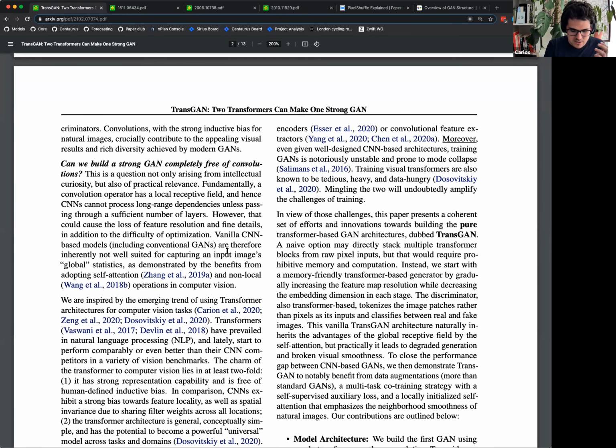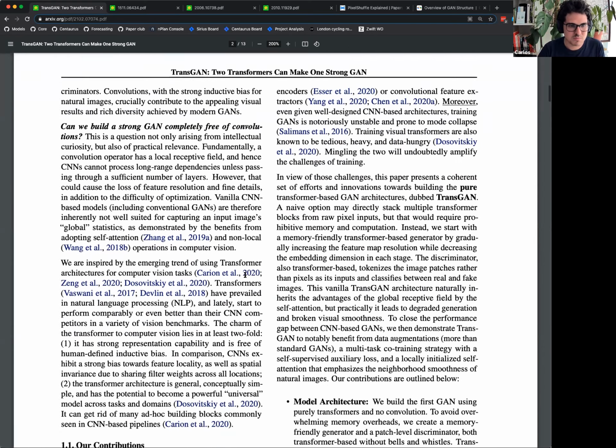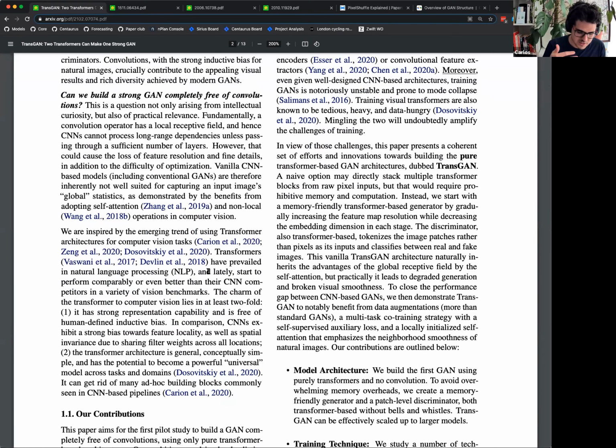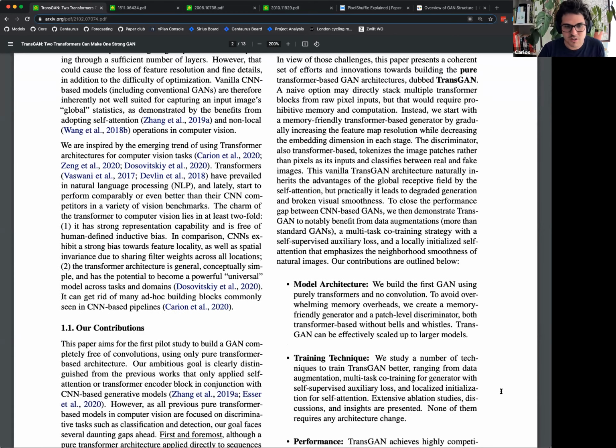And they speak about transformers as being a good way of getting rid of all these, as they call them, ad hoc blocks that you have to put on CNNs to make them work for GANs. Again, they still have to do a lot of fine tuning in the training process, but those are the main claims, and that's what they say are their main contributions. So you have a model architecture, which is a generative adversarial network that does not use any convolutions. We'll see there's a bit of a caveat to that.